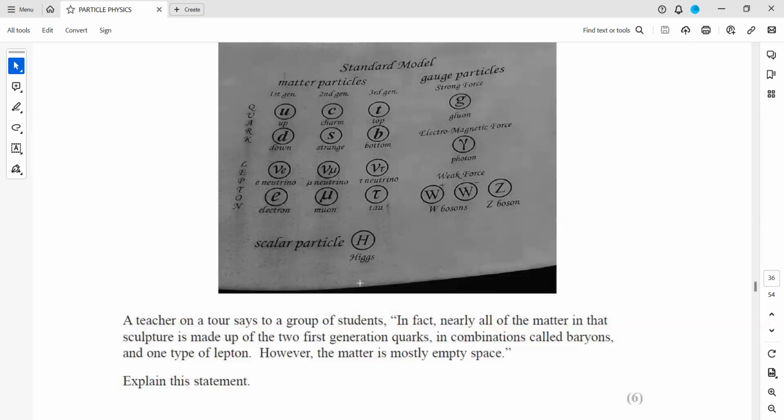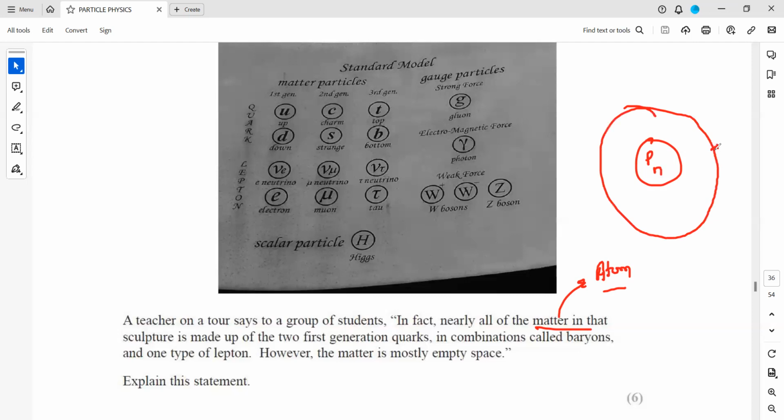So according to the statement of the teacher, it's written, in fact, nearly all the matter is made up of first 2 generation particles. So what does matter consist of? Every matter consists of atoms. And what does an atom consist of? An atom consists of a nucleus, in the central part of an atom. Inside the nucleus, there are protons and neutrons, and electrons are revolving around. The proton consists of up, up, and down. And the neutron consists of up, down, down.